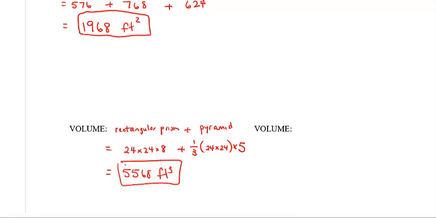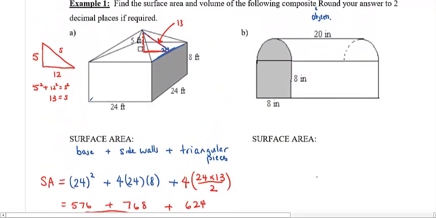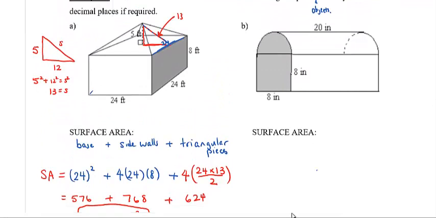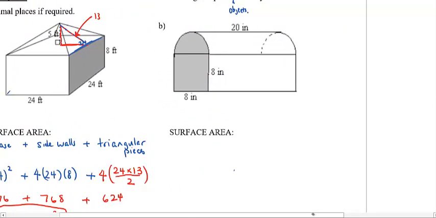So that's part A, and part B is pretty much done the same kind of way. So I'm going to let you try part B, because I can't do it all for you. That's not fun. And let's see if you can go ahead and figure out how to do the surface area of the shape and the volume of the shape. Okay? Go.